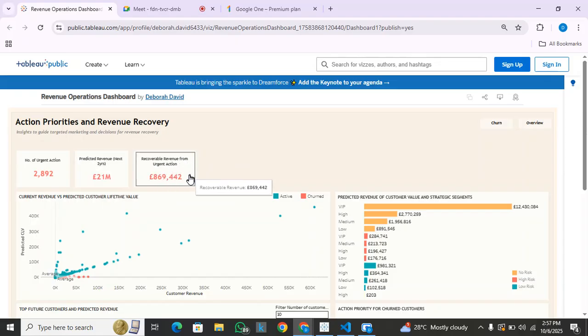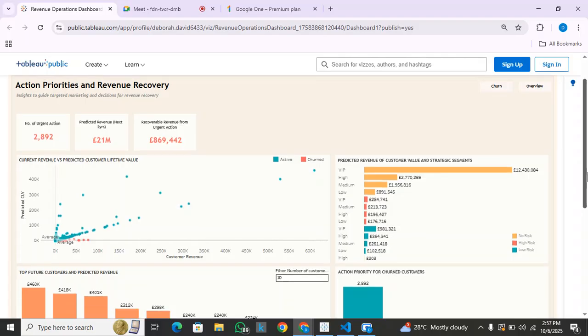And then this is the recoverable revenue from the urgent customers that fall under urgent action. So if these customers are not retained, if the business doesn't swing into action to retain or protect these customers, this is what they'll be losing, right? They'll be losing 800k pounds.